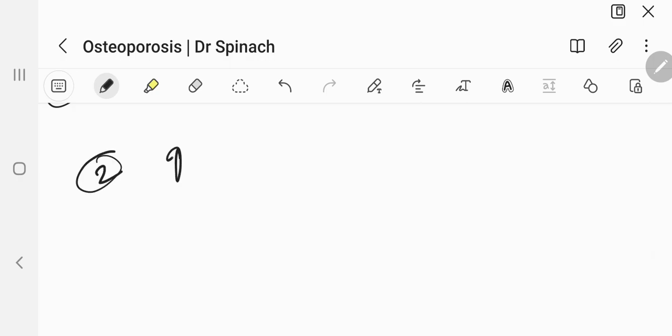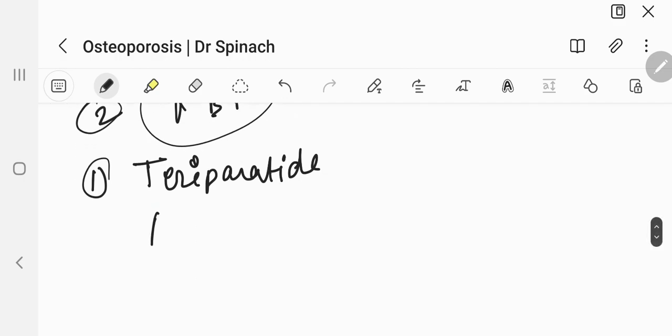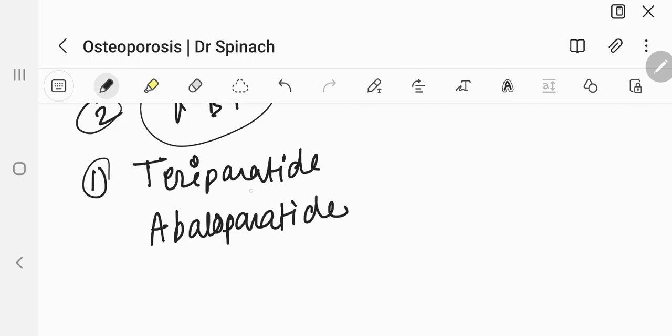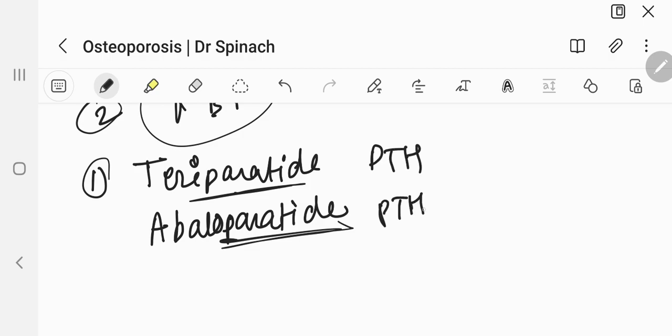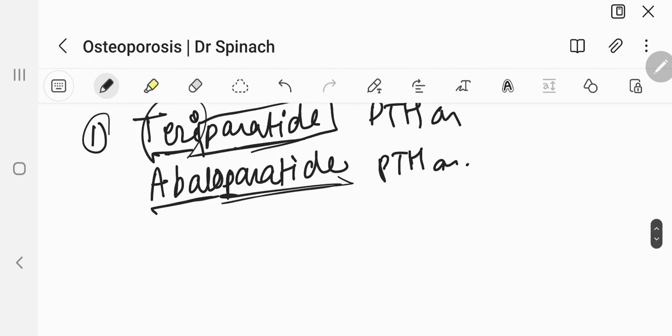The other ones that increase the bone formation are, well, this is very, very important. This is a recombinant PTH, that is a PTH analog, and this is teriparatide. Another one almost similar is abaloparatide. Okay, abaloparatide. So these paratides you have to remember, these are PTH analogs. Paratide, that is parathyroid hormone like function. So teri and abalo, teriparatide and abaloparatide.